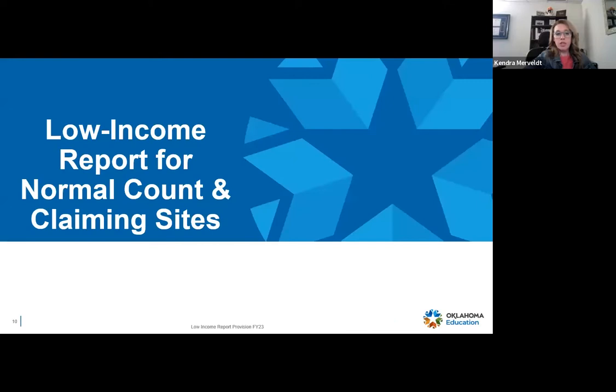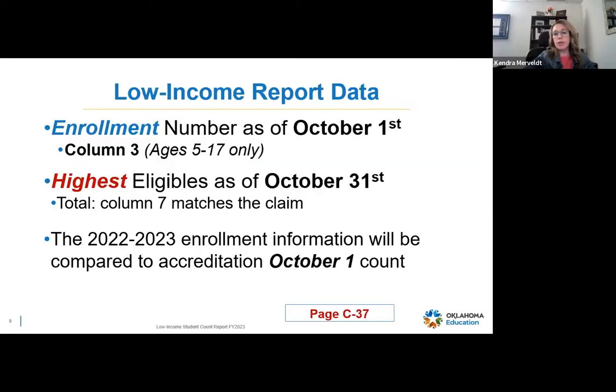And that information on here has to match the claim. If it does not, then we usually have to unsubmit, and you just have to revise your claim to make that match. But it's pretty straightforward for regular sites.